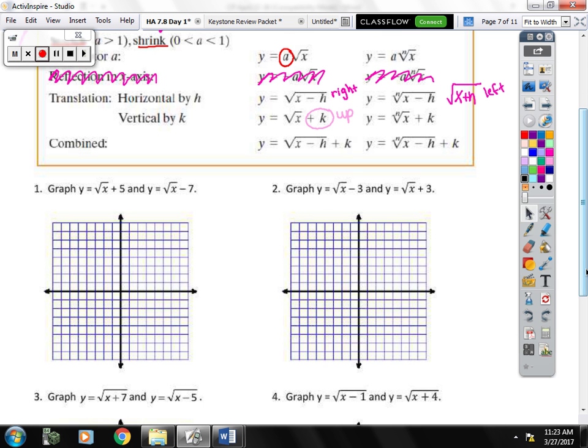So down here they ask us to graph each parent function. Just graph the functions. You don't have to graph the parent functions. You just want to keep those in your mind. So with the plus 5 outside, which way am I shifting my graph? Up. Good. So this one's going to go up 5. This one's going to go down 7.